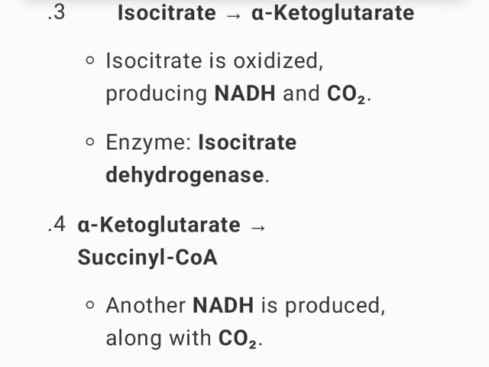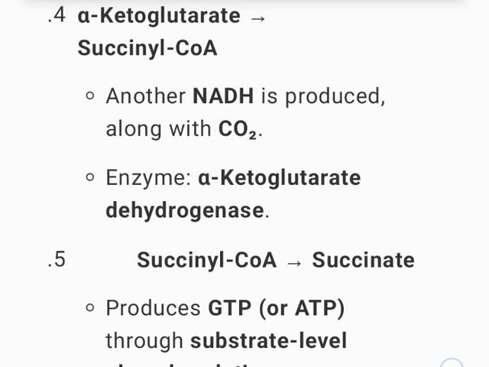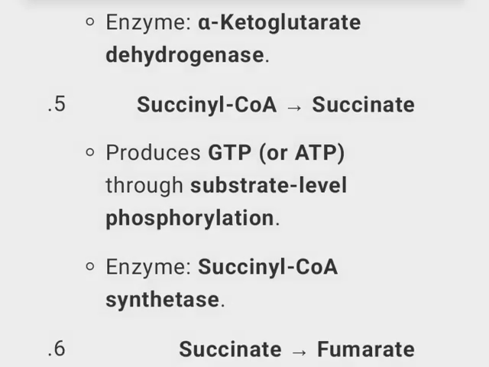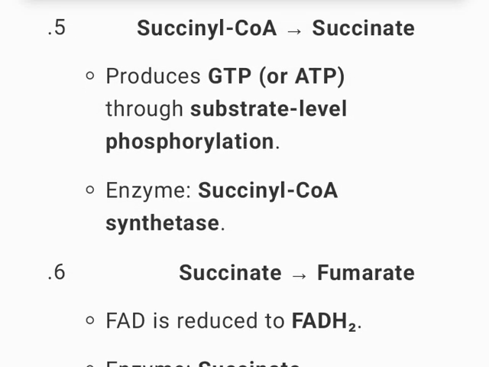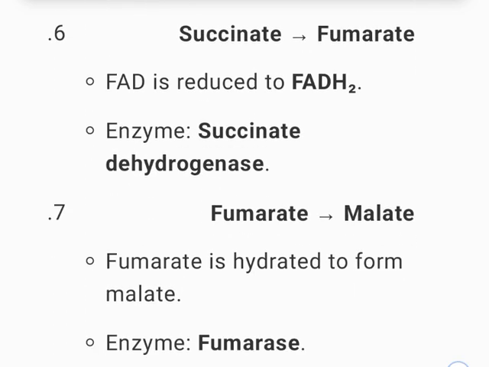3. Isocitrate, alpha-ketoglutarate. Isocitrate is oxidized, producing NADH and CO2. Enzyme: isocitrate dehydrogenase. 4. Alpha-ketoglutarate, succinyl-CoA. Another NADH is produced along with CO2. Enzyme: alpha-ketoglutarate dehydrogenase. 5. Succinyl-CoA, succinate. This produces GTP or ATP through substrate-level phosphorylation. Enzyme: succinyl-CoA synthetase.